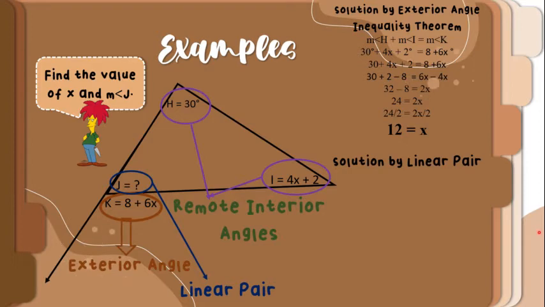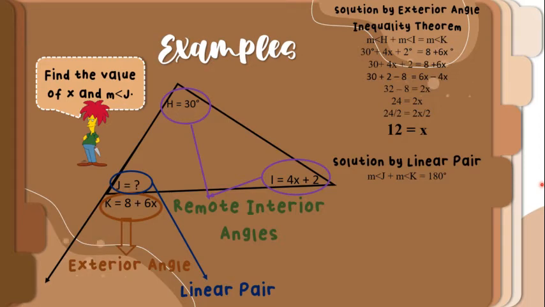Now, the solution for the measurement of angle J is by linear pair. Again, a linear pair of angles always has a sum of 180 degrees, and angle J and angle K are a linear pair. We are going to conclude that angle J plus angle K is equal to 180 degrees. And that is our formula.